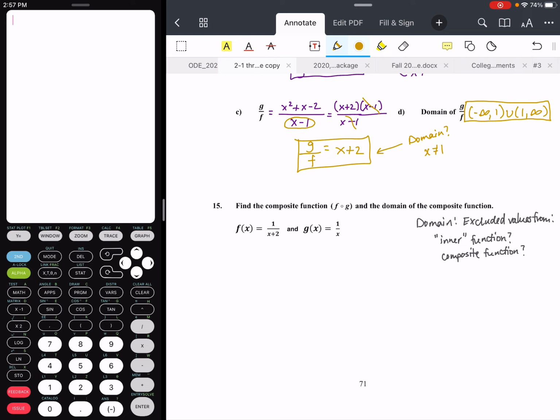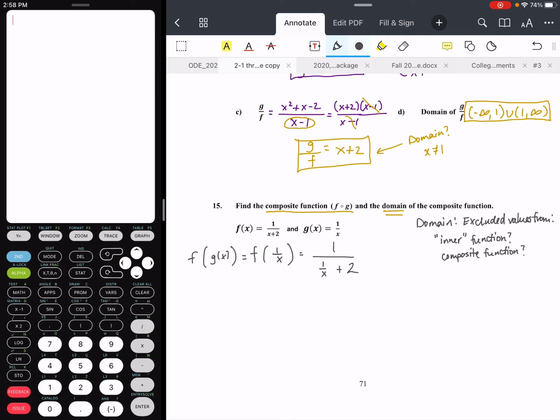Okay, so for composite functions, for number 15 it says find the composite function f of g, and we also want to find the domain after that. So first let's go ahead and find the composite function f of g. So this will be f of g of x, which is f of 1 over x, which equals 1 over x plus 2. Okay, so that's all fine so far, except I just created what's called a complex fraction.